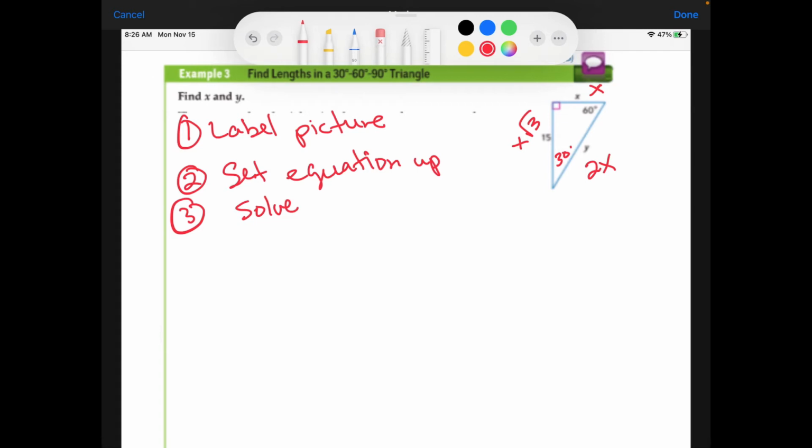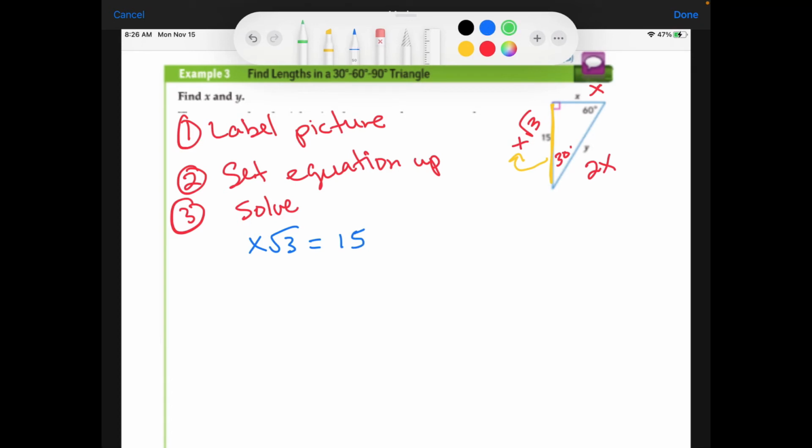First, I want to solve for x. I can find x if I can see here that this length is 15. 15 has to equal x times the square root of 3, right? And I can only see that if you've labeled it. That's why it's very important that you label your picture. So I'm going to set an equation: x square root of 3 has to equal 15. And now I can solve for x.